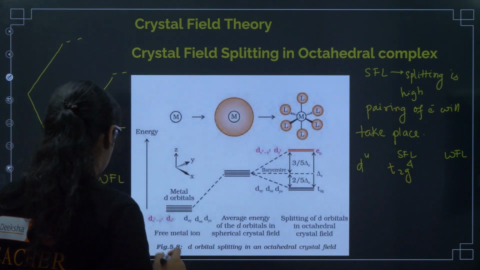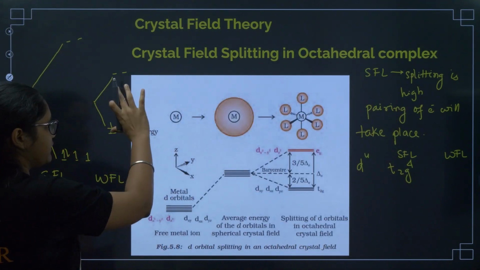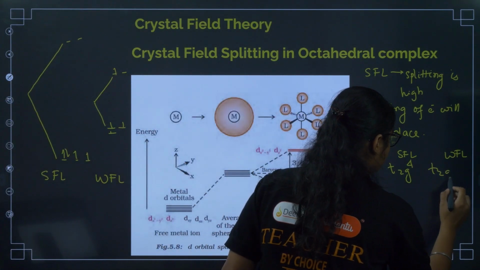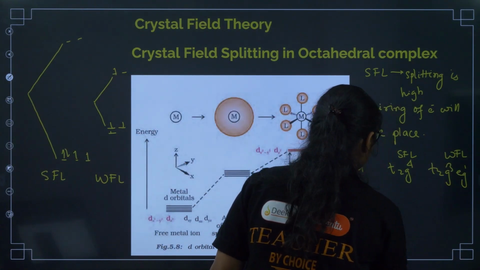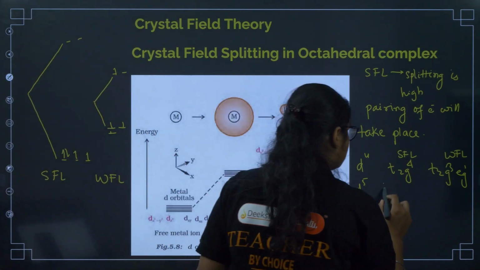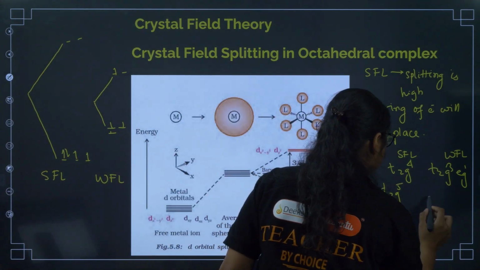But in weak field, what will happen? 1, 2, 3. It is a very small energy gap. It can easily go there. So here it will be t2g3 eg1. Now similarly d5, if you see, the 5th electron will also come here. So we will get t2g3 eg2.